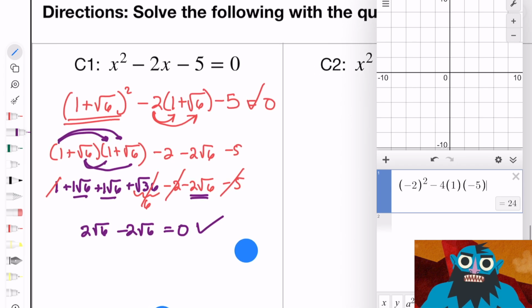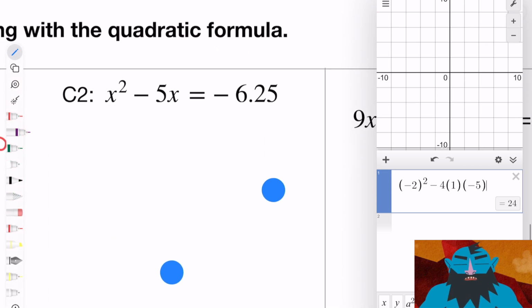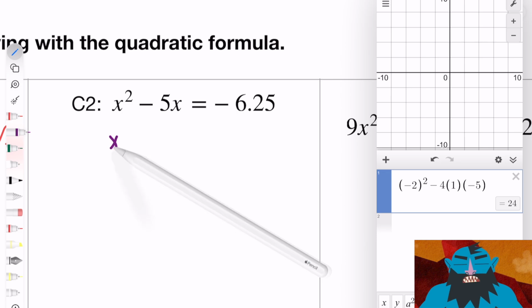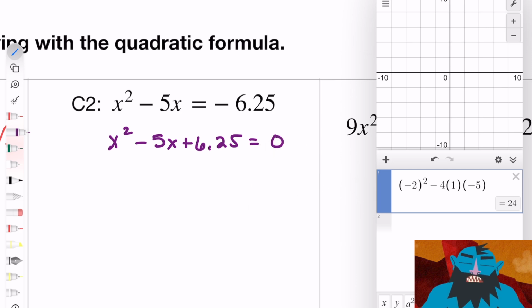So we are finding the answers, right? Let's go ahead and solve this one. Step 1, get it equal to 0. So I'm just going to add the 6.25 to both sides, and that just makes it 0 on the right. Okay, and then I'm going to get my discriminant here.